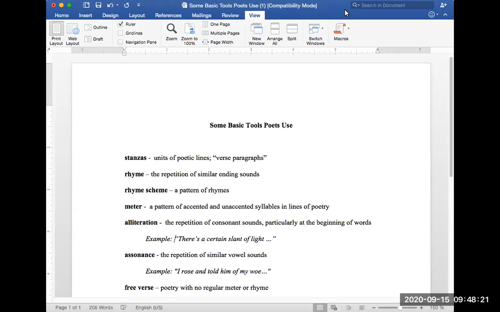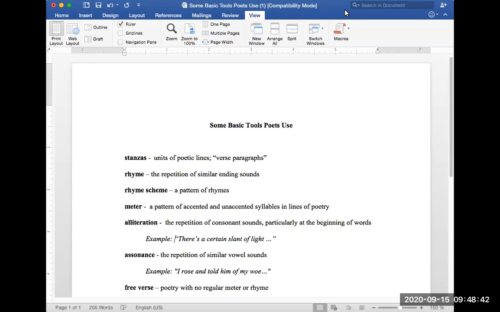Oranges has 2. One is super long. In My Papa's Waltz, the stanzas are all the same size. Rhyme is just the repetition of similar ending sounds. The whiskey on your breath, breath and death, dizzy and easy. Those are rhymes in My Papa's Waltz.